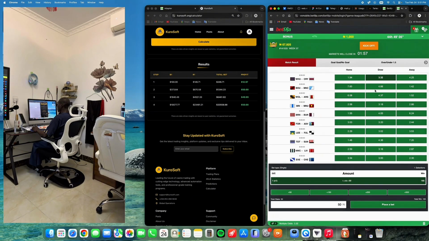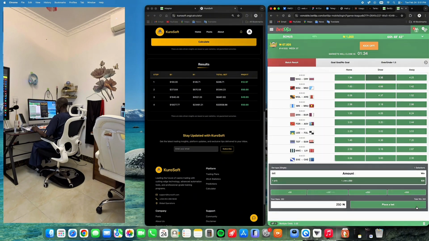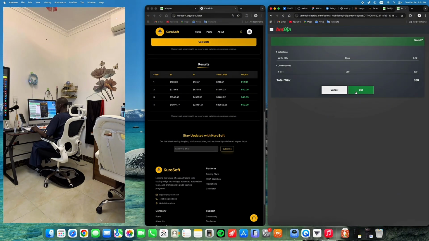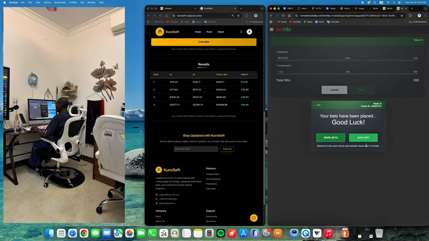For our recovery bets, I'll use 300. With 300, it's too high. I'll use 250. So 250, even that's still too high. Okay, so 250 is fine. So 250 plus 500, that's 750. Meanwhile, if we win, we are in 830. So that's still fine.